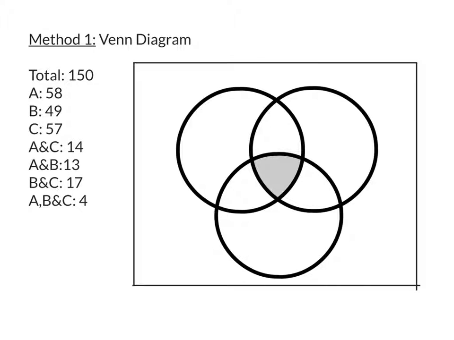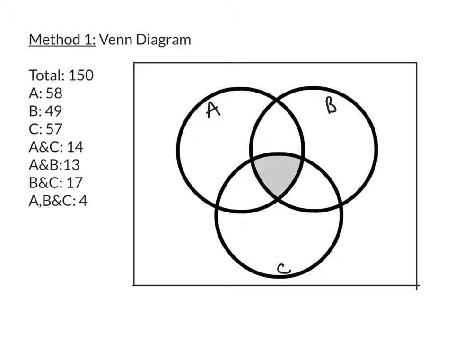I'm going to go through 2 methods for solving this problem. The first one involves a Venn diagram. Of course, with a Venn diagram, we notice we have the 3 interlocking circles inside of this big rectangle. Each of those circles will represent a different brand of soda. So I'll let this circle represent brand A, this one be brand B, and on the bottom here, brand C.